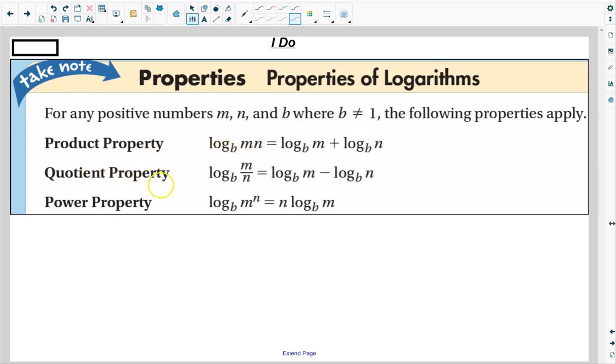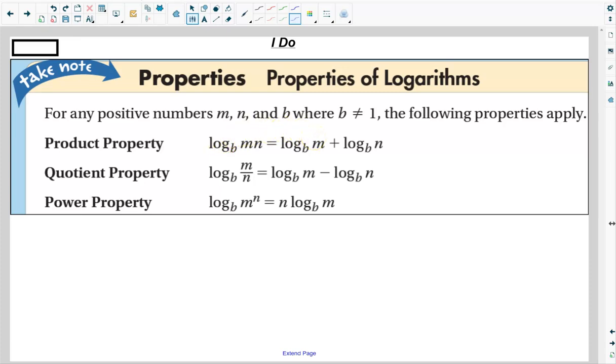Let's go to the quotient property. Now you have log base b of m divided by n. It will equal, this is condensed, expanded: log base b of m minus log base b of n. Which means if you see it this way, expanded, they might ask you to write it condensed. This is expanded, can you write it condensed? Or they might give it to you like this and say, can you expand it and write it like that?